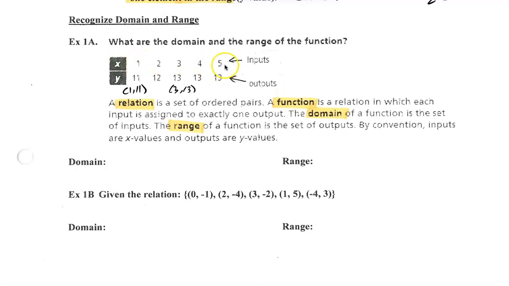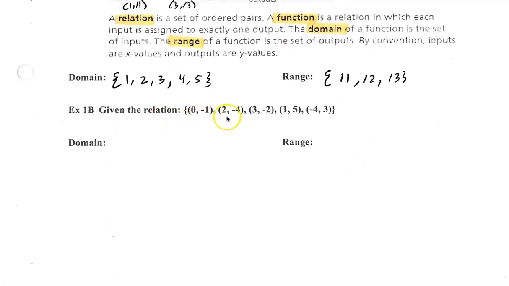So I want to write the domain down. We're just going to list all these x values, all these inputs. We tend to do curly brackets when we do a list. So it'll be 1, 2, 3, 4, and 5 will be my domain. My range will be all the y values. So that's going to be 11, 12, and 13. You don't need to rewrite the same thing over and over again. So there's 3 13s. That's fine. That's all my range.